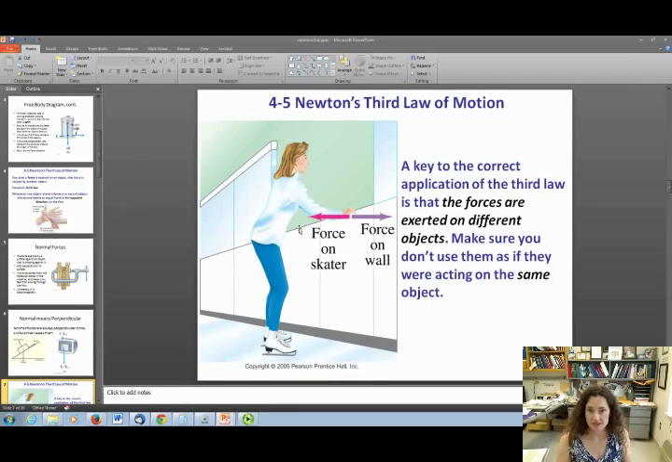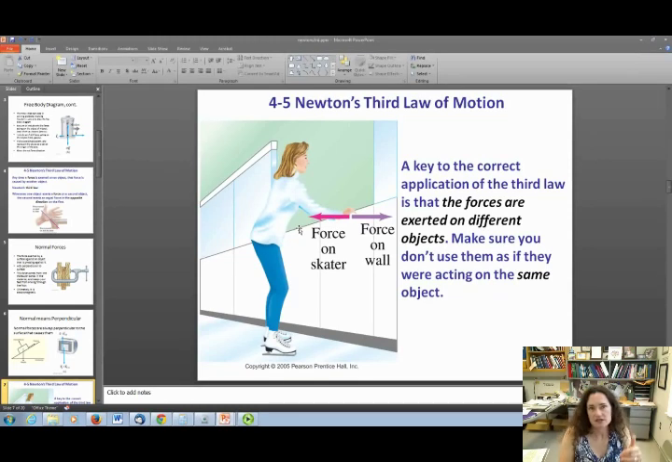Now what would happen in this case is, as long as she's not holding onto the wall, as long as she just gives it a push, right? She pushes on the wall, but that causes an action-reaction force to push on her. Since there's nothing gluing her to the wall, that action-reaction force will cause her to go backwards, all right? So in this case, it's the reaction force to her push that causes her motion.